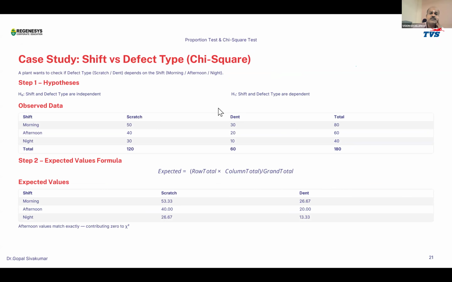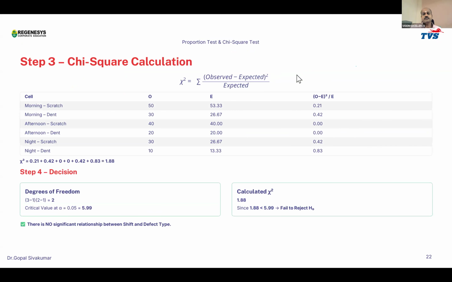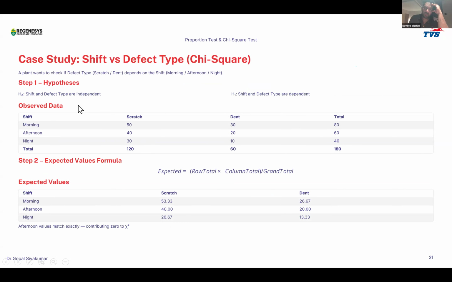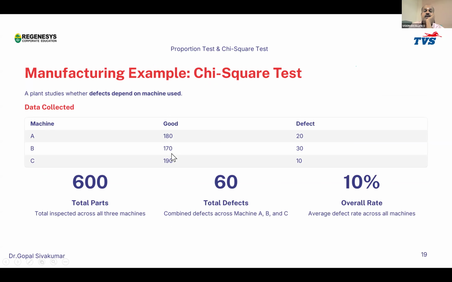Okay, so this is shift versus defect type, morning, scratch, shift versus defect type. Okay, so let's take this. So this part should be 600 only, right? See, actually, the total is coming to only 540. We have to take the good part as well, includes defect also. Yeah, total parts is 600 and defect is 60. Correct. The summary is also correct.